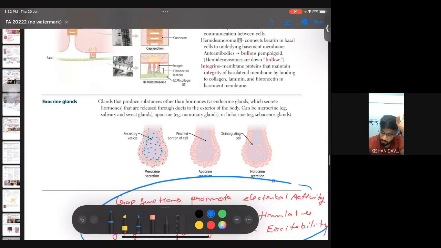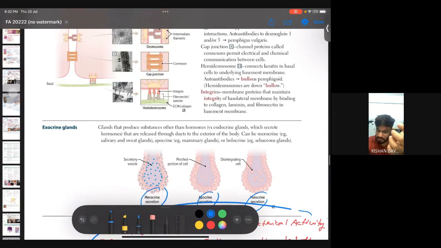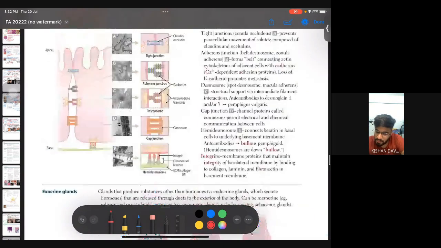And yes, you have to know about merocrine, apocrine, and holocrine secretion too. Let's just see this for once.